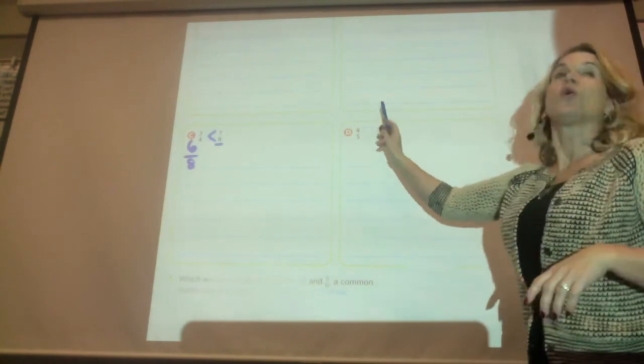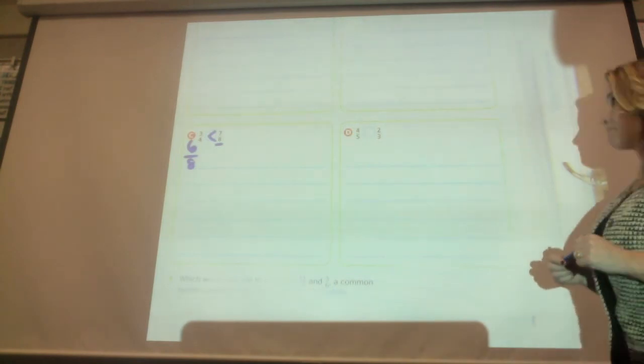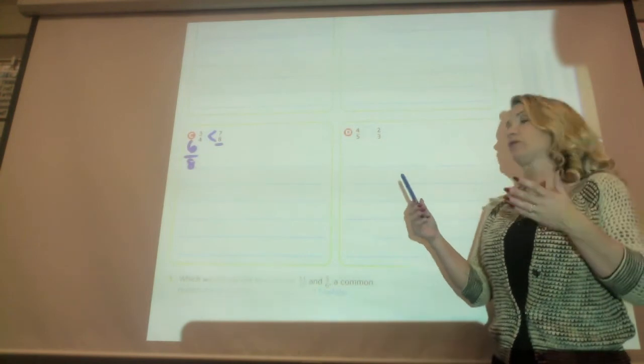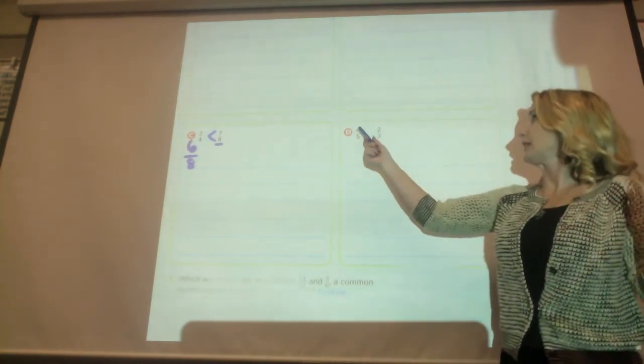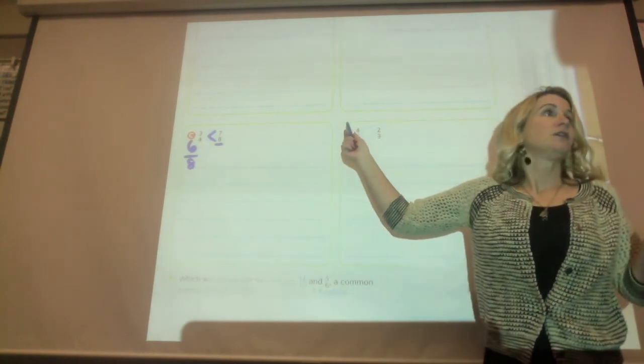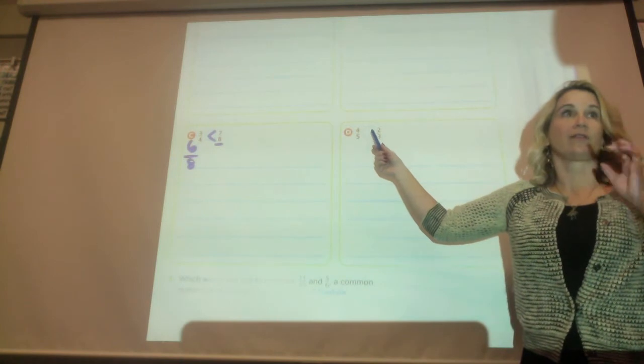Looking at this one here. What is going to be a better choice to work with, the numerator or the denominator? Denominator. You can do either one, so there's no right answer of which one you have to do. But I'm looking at it and I'm thinking the 2 times 2 is going to equal 4. So I can make my numerator the same and then compare the size of the pieces.